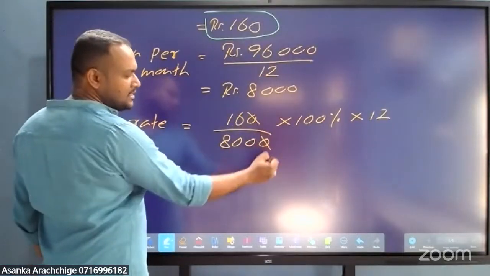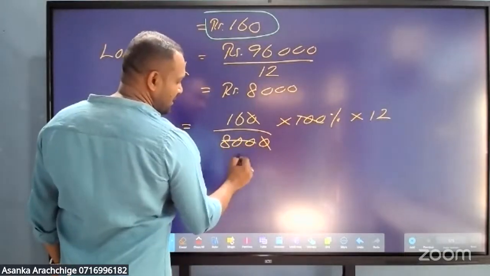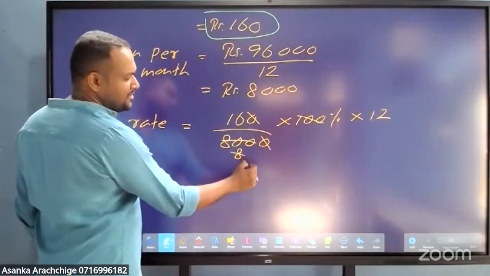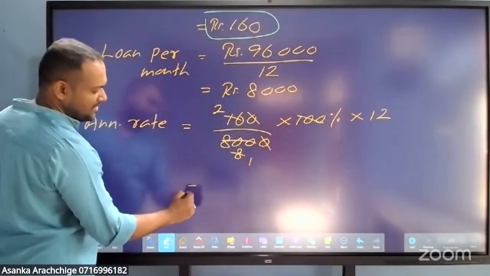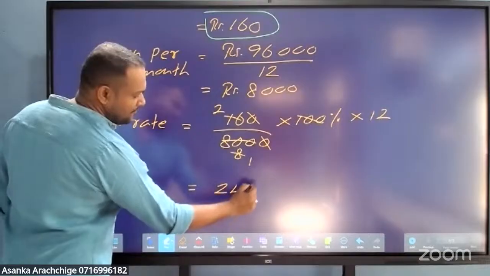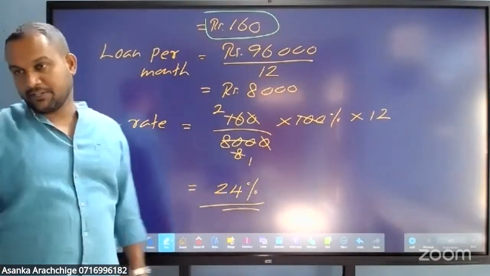You can cancel the zeros like this. 100 and here 8. Then 8 times 1, 8 times 2, 2 times 12, answer 24%. Is your answer correct? Right.